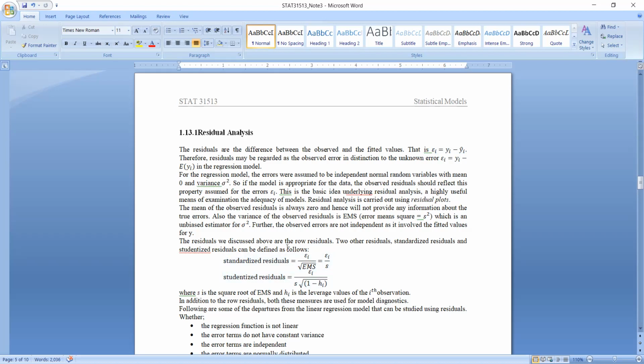When it comes to standardized residuals, what we are doing is we have to standardize our residuals. So when you standardize any variable, what you have to do is take the variable and divide it by the standard deviation. So in this case, we know we have an assumption that the variance of the residuals is equal to sigma square.